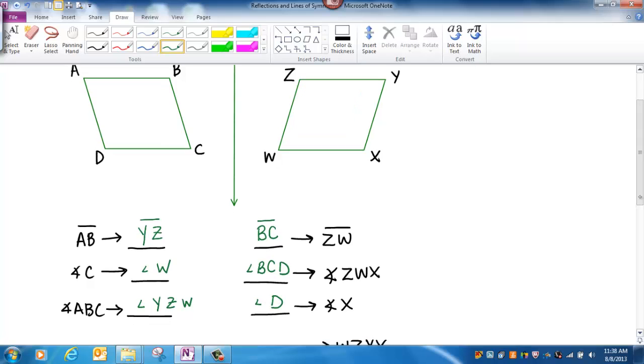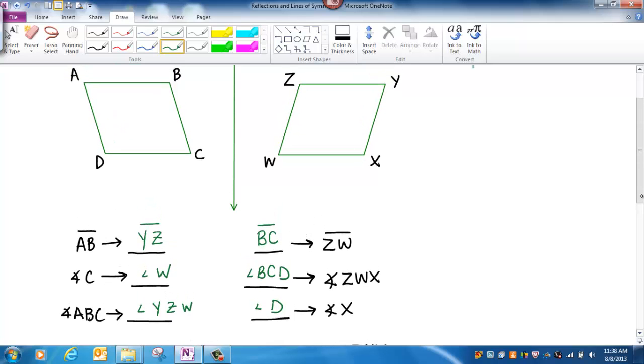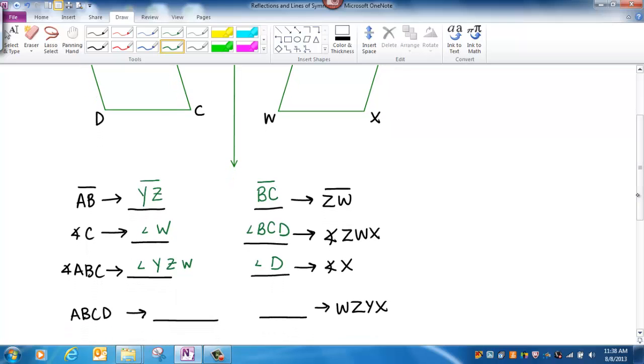Okay, two more. ABCD. What is that going to line up with in the image? That would be YZWX. And then how about what's going to correspond to WZYX? Well, that would be CBAD. Okay.